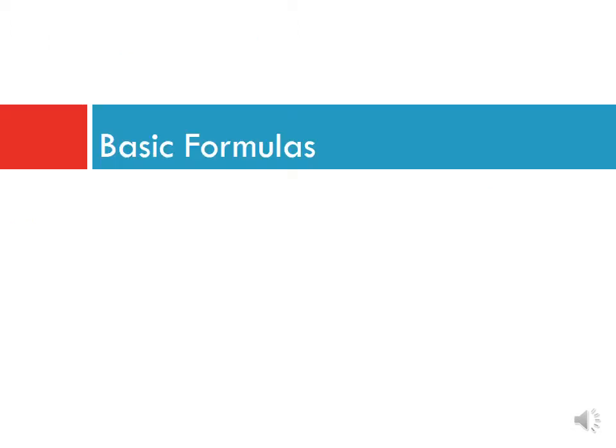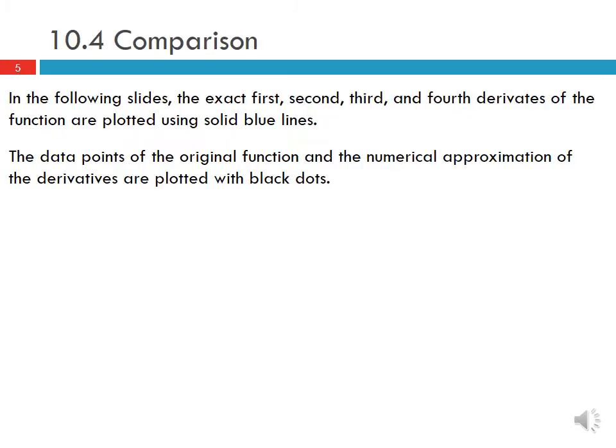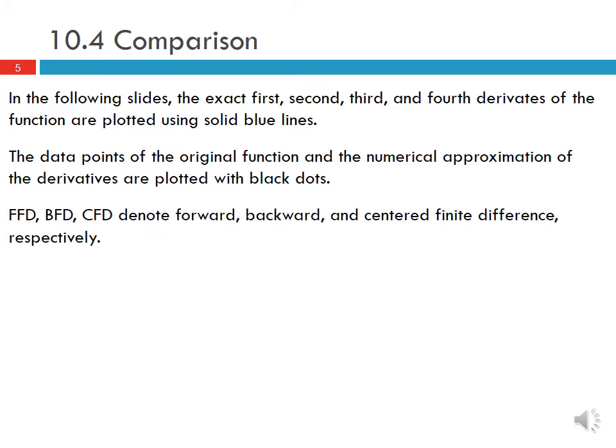So first, let's talk about the basic formulas. In the following slides, the exact first, second, third, and fourth derivatives of the function are plotted using solid blue lines. The data points of the original function and the numerical approximation of the derivatives are plotted with black dots. The labels FFD, BFD, and CFD denote the forward, backward, and centered finite difference techniques, respectively.